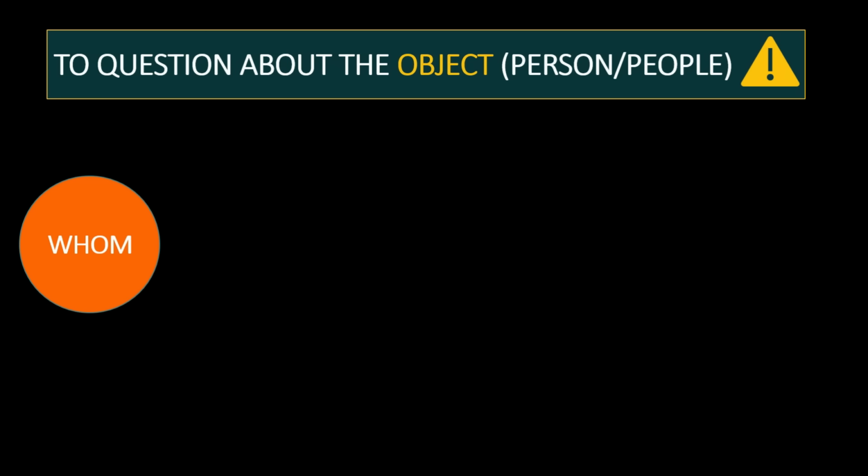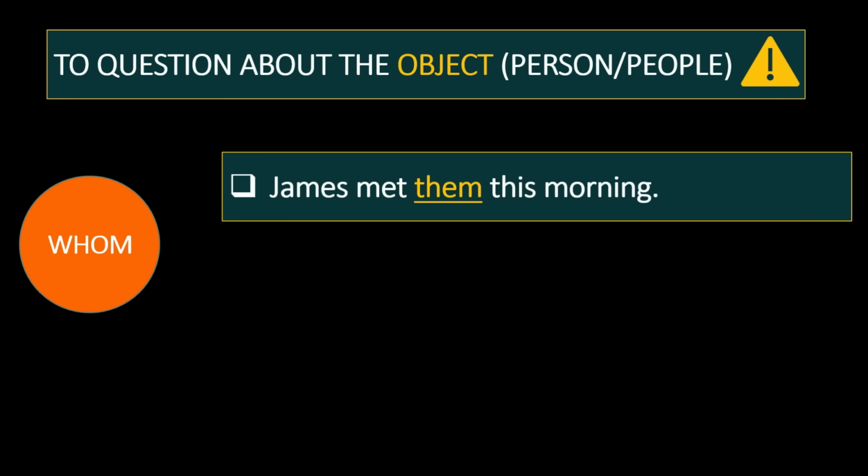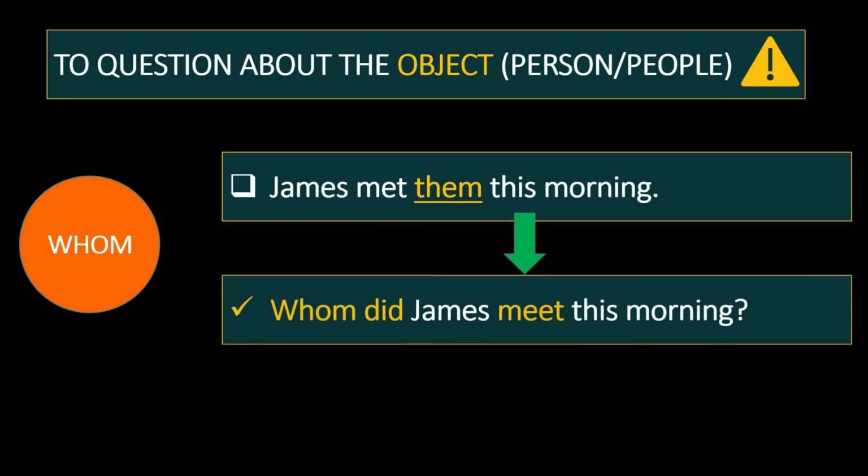This is whom. This is used to question about the object. It can be a person or more than one person. It can be people. Here is an example sentence. James met them this morning. Now look at this here. Here James is the subject, but it is not underlined. The underlined word, the focus word, is them. This is the object.